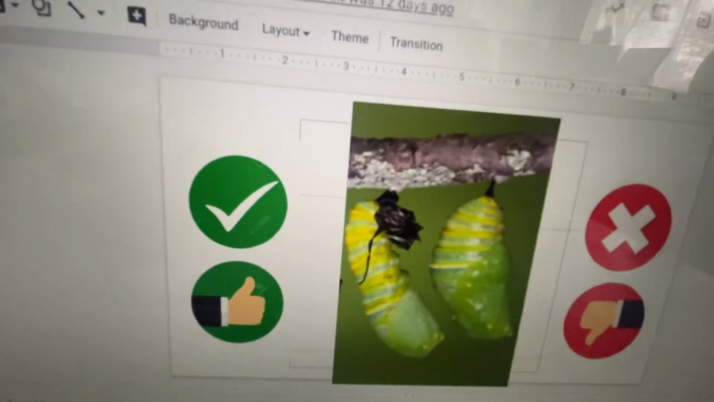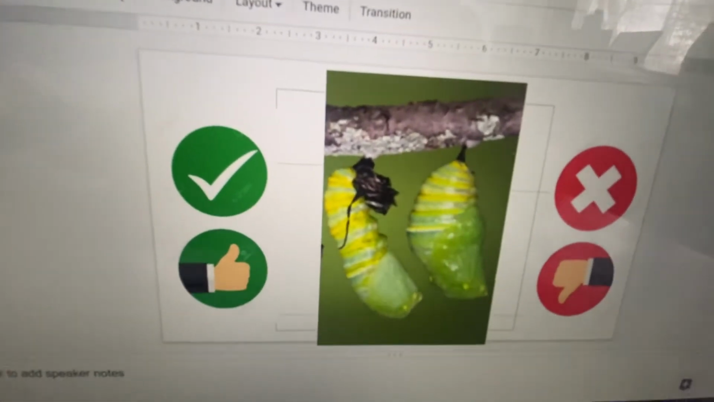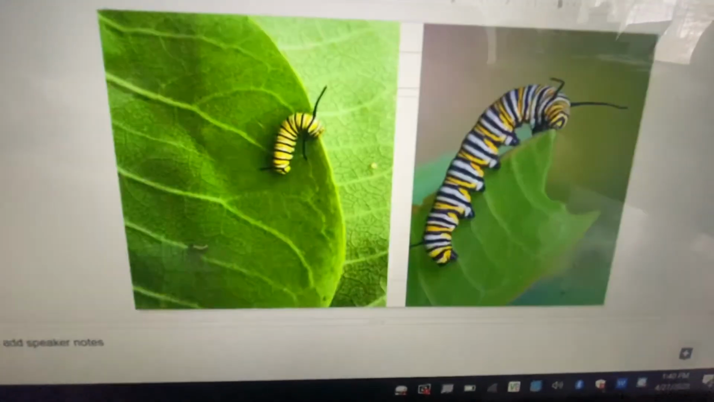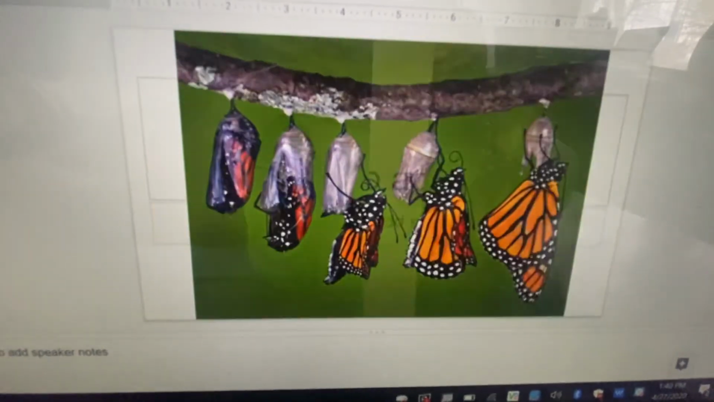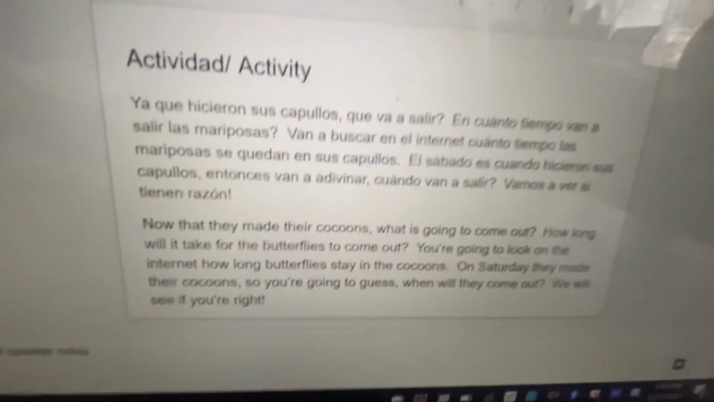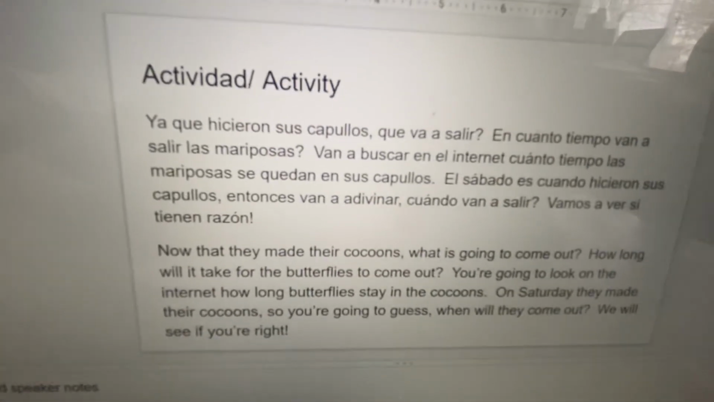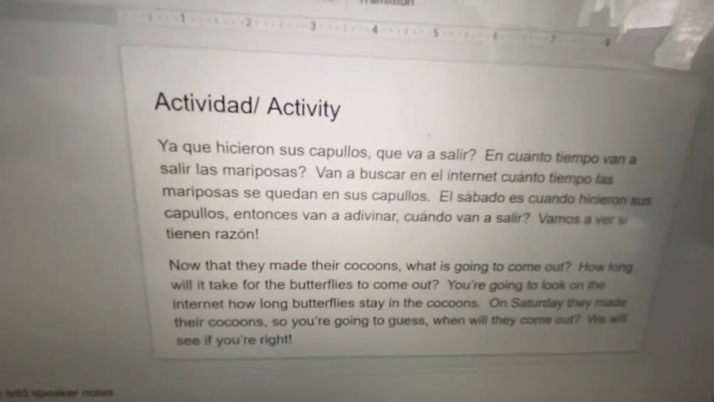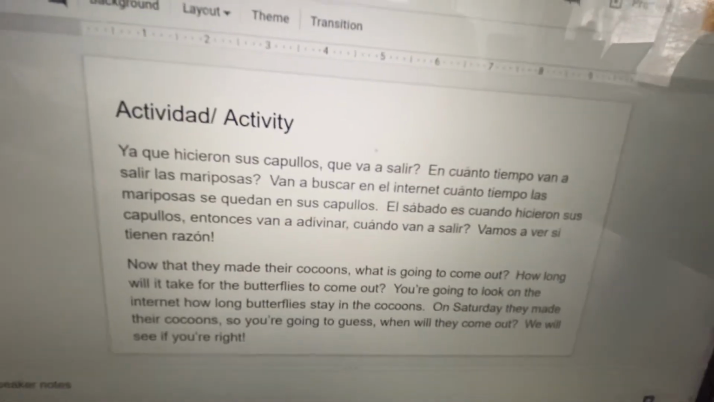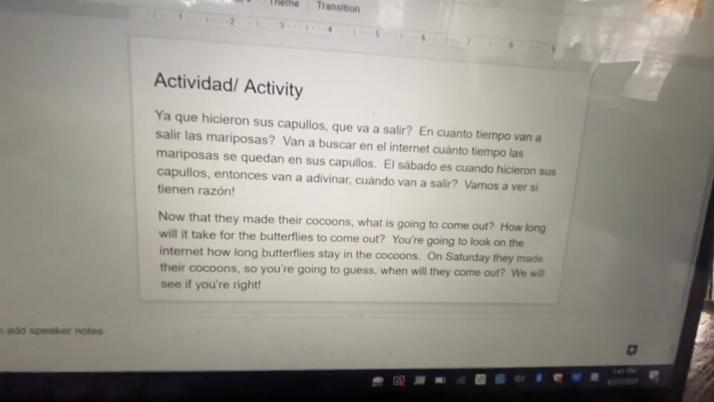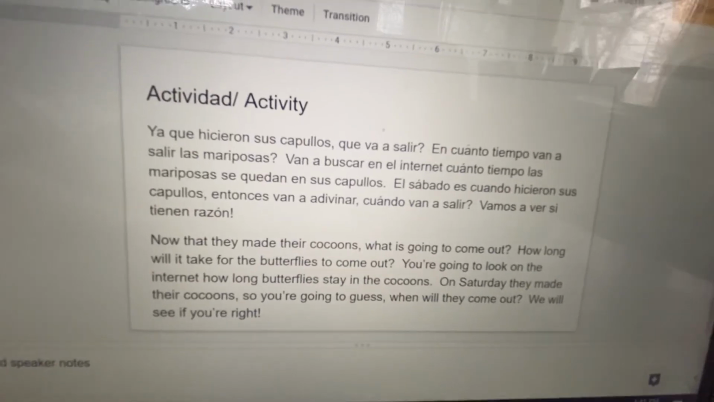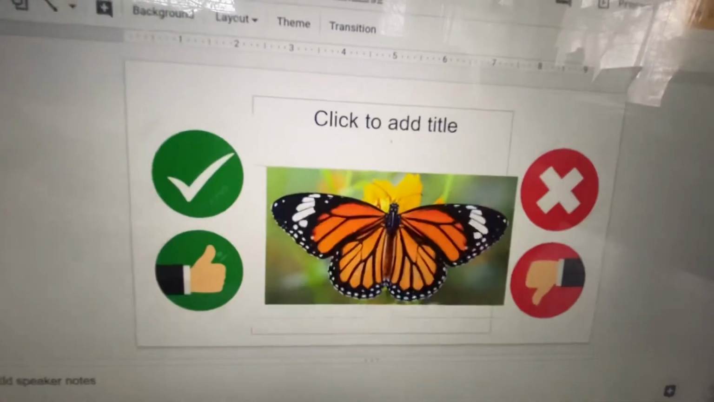So then we said, what do we have? Do we have cocoons? And we finally had cocoons, right? We talked about how they were growing and changing and what they were going to do. And then our activity was, now that they made their cocoons, what was going to come out, and you had to make a guess and see how long they were going to stay in their cocoons. Did you have your answer right? You had to make a guess. Were you right about how long they were going to stay in the cocoons?